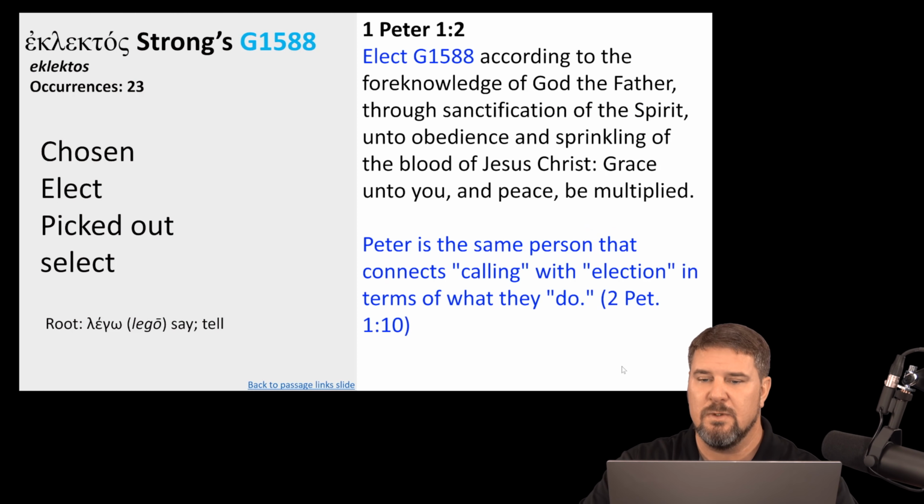1 Peter 1:2, elect according to the foreknowledge of God the Father through sanctification of the Spirit unto obedience and sprinkling of the blood of Jesus Christ, grace be unto you, and peace be multiplied. Peter is the same person that connects calling with election in terms of what they do, in 2 Peter chapter 1, verse 10. Even if you understand elect according to foreknowledge Calvinistically, it does not go with Calvinism there. Calvinists don't believe in election according to foreknowledge, so that doesn't match Calvinism either way you go.